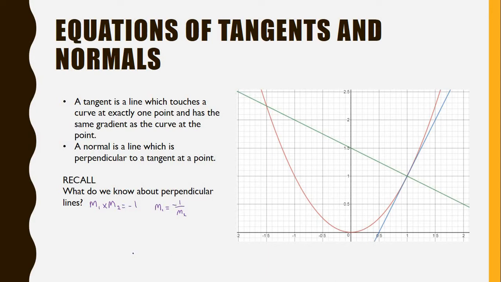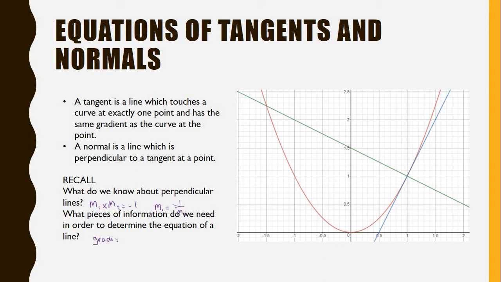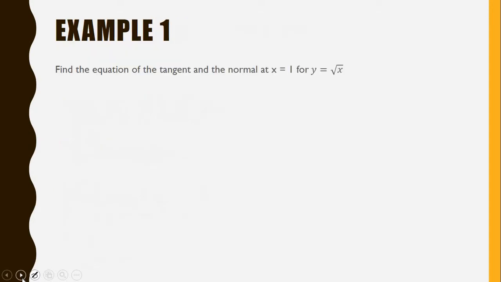Both the normal and the tangent are straight lines, so in order to determine the equation of a straight line, hopefully you remember we need two things. We need to know the gradient of the line, and we also need a point. Once we have those two things, then we can use the very handy equation y minus y1 equals m(x minus x1). So let's do an example to see how this would actually work.